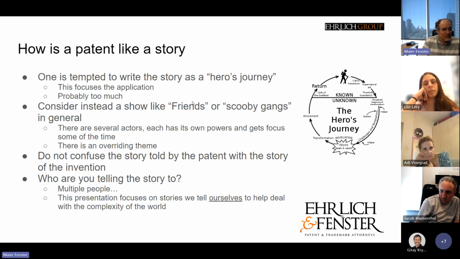So how is a patent like a story? And it is. So one temptation is to write a patent like the hero's journey. You get a famous cycle: you get called to an adventure, you get some aid from somebody, you get lost, you nearly die, you change, you come back. It's very good because it helps focus on application. The hero is, of course, the invention or the inventive idea. The problem is it might focus the application too much.